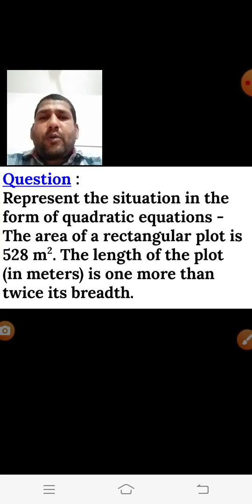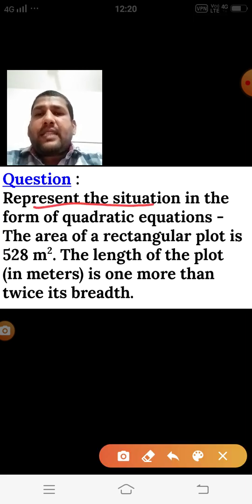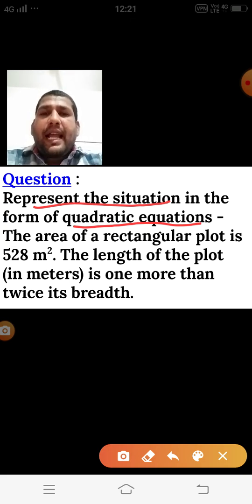Let us take one more question, and here I am taking a statement problem for you from your NCERT book. And the question is we have to represent the situation in the form of a quadratic equation. Statement problem is given, and we have to write an equation for this. Which kind of equation we are getting from the statement?